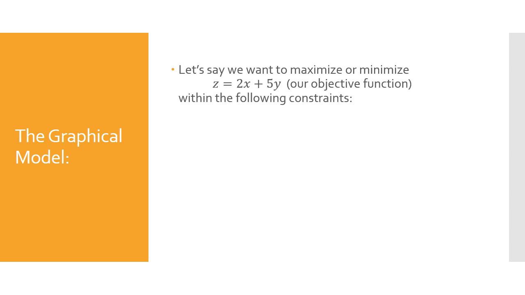Let's say we want to maximize or minimize z equals 2x plus 5y. So that's our objective function. Our constraints are what you see on the screen. Negative 2x plus 4y has got to be less than or equal to 8. 3x plus 2y has got to be less than or equal to 6. X plus y must be greater than or equal to 1. And x and y must both be positive.